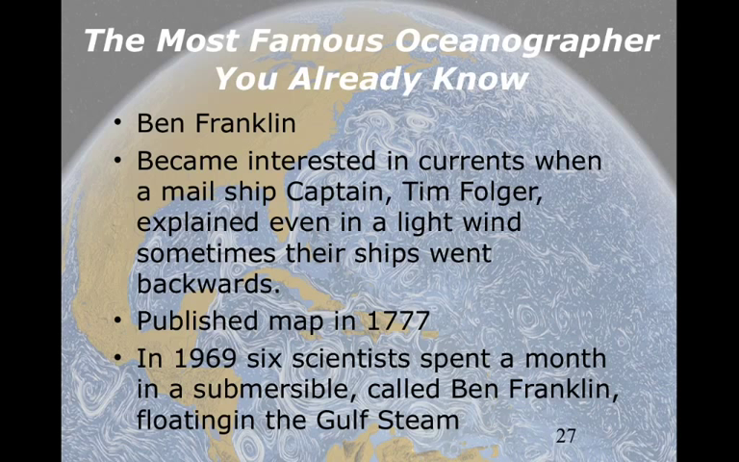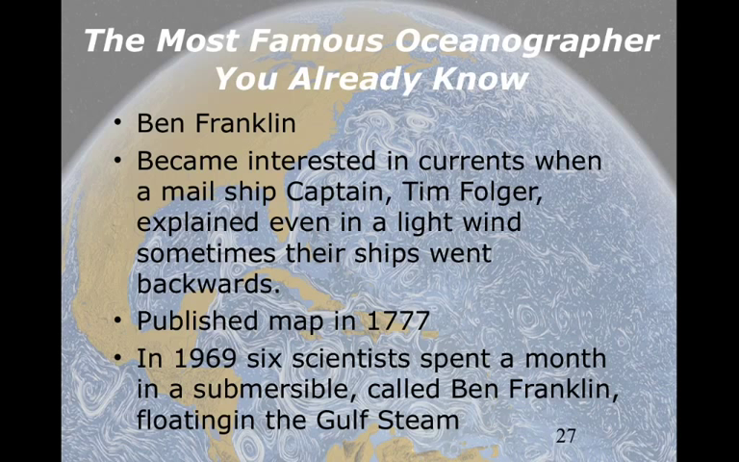And one of these captains, one named Tim Folger, went to Ben Franklin and was complaining about this. And this got Ben Franklin very interested in currents. So he went around and he talked to all these different captains, and he even made some measurements himself. And he and his nephew together published a map, the first map of a major current, the Gulf Stream they called it, in 1777. It was mostly the Gulf Stream, and actually included a lot of what we would call the North Atlantic Drift as well.